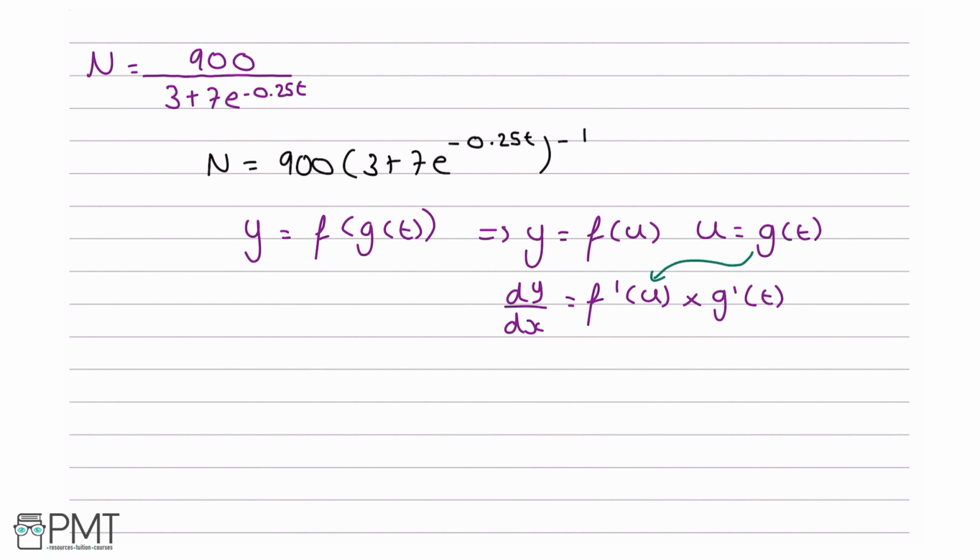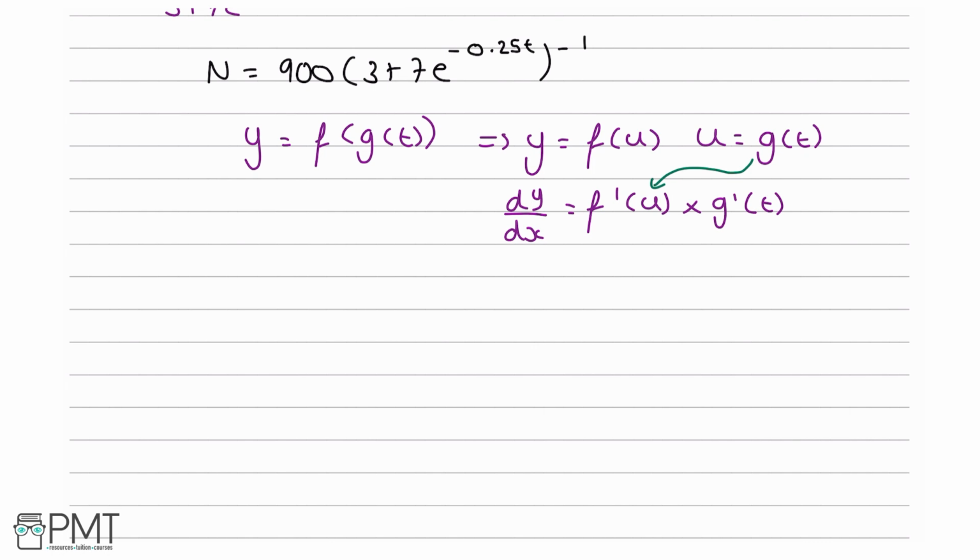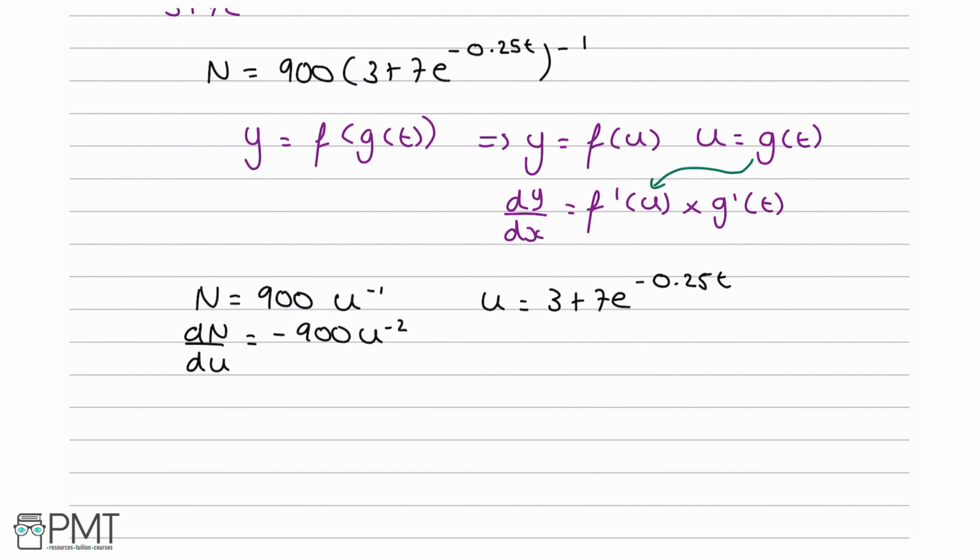So what I'm going to do is say n equals 900 u to the minus 1, and u equals 3 plus 7e to the minus 0.25t. I'm going to say dn by du equals minus 900 times u to the minus 2, that's basic differentiation, and then du by dt equals, so 3 differentiates to 0, and then you have 7e to the minus 0.25t.